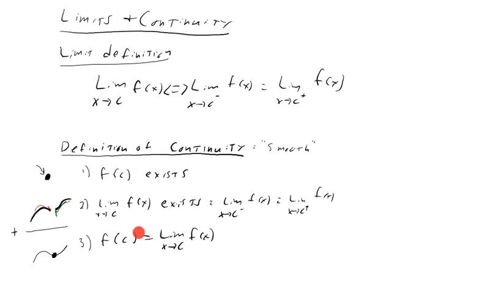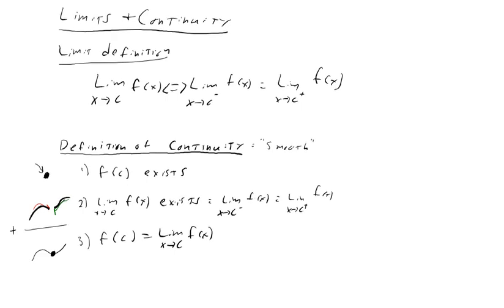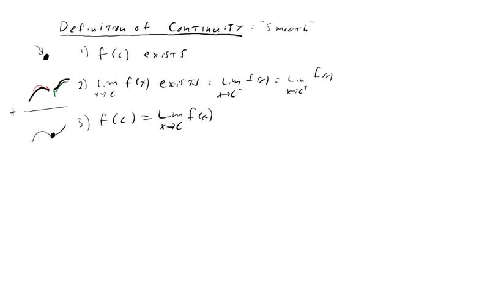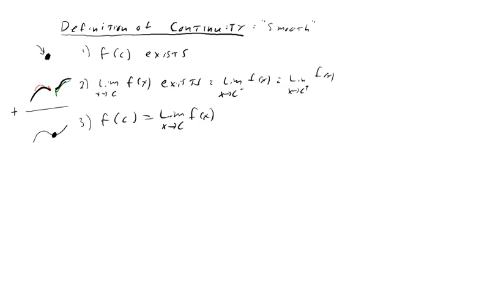If one of these three breaks down, you are not continuous. If you don't have f of c, if you don't have a limit, or if they're not equal, if one of these three breaks down, you don't have continuity. And that's how we mathematically define what continuity is. There's a point, there's a limit, and the limit and the point are the same. So let's take a look at some examples of how this can be applied.